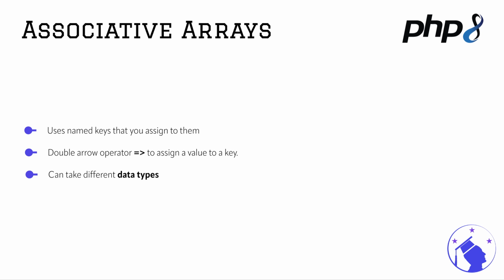Next type of arrays are associative arrays. An associative array, on the other hand, uses the named keys that you assign to them. In this example, we add the name of a person and their age. You'll see an equal symbol with close angle bracket in the associative array. This is called a double arrow operator. It is used to associate a key with a value in associative arrays.